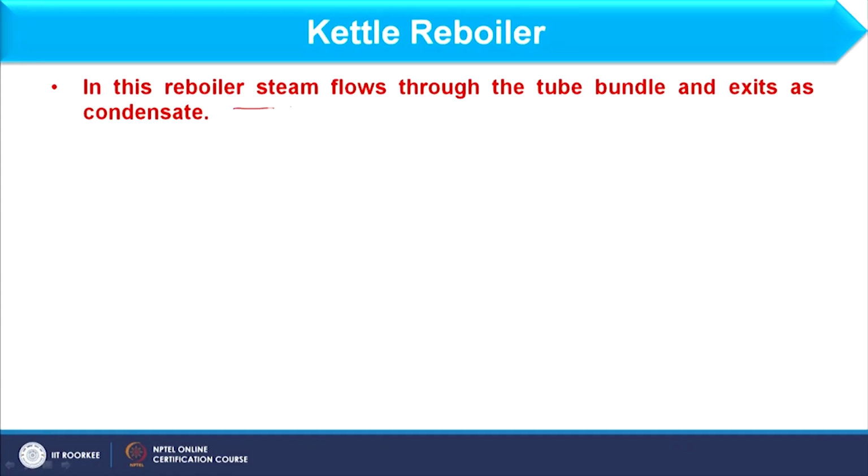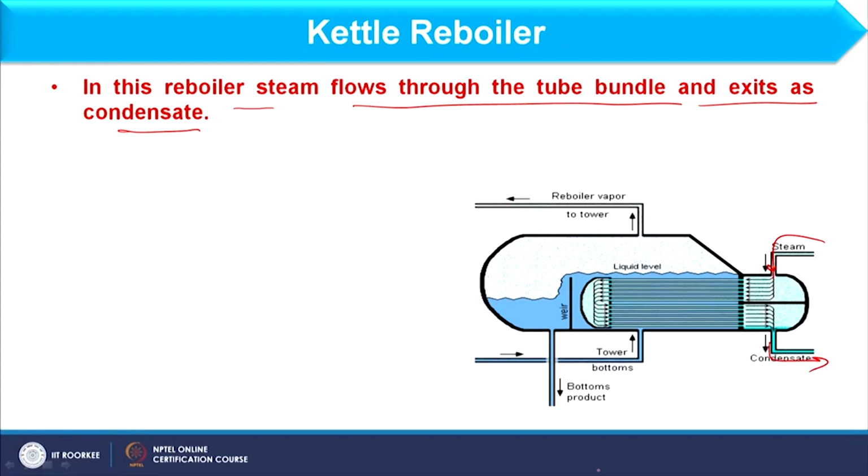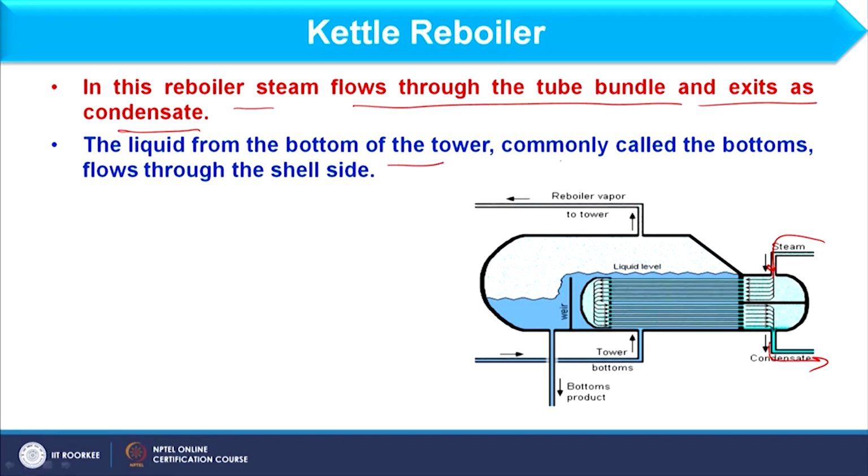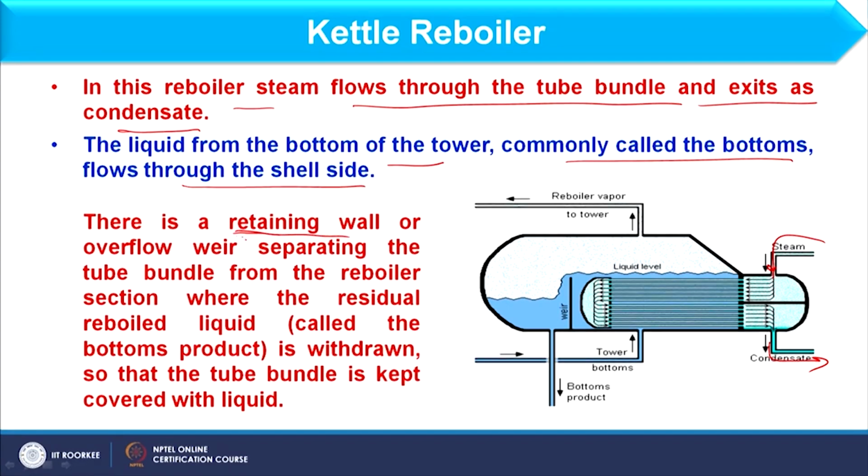In this type of reboiler, steam flows through the tube bundle and exits as condensate. So, you can understand that the heating medium is always available on the tube side, as you can see from here, and condensate exits from this side. Liquid from the bottom of the tower, commonly called the bottoms, flows through the shell side. So in this case only shell side boiling is considered. There is a retaining wall, which we call a weir. It is used to separate the tube bundle from the reboiler section where the residual reboiled liquid, which we call the bottom product, is withdrawn, so that the tube bundle is kept covered with the liquid all the time. You can see from here we can get the bottom product.